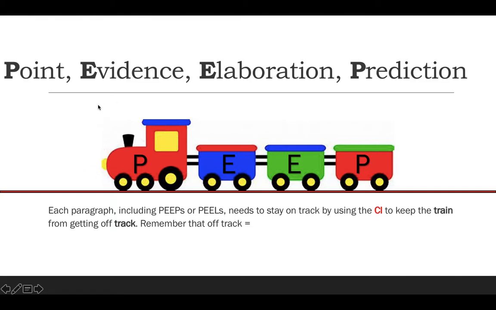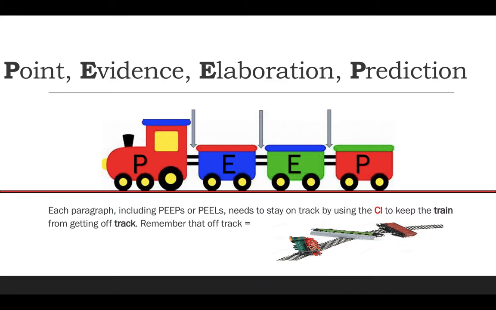So this train is point, evidence, elaboration, prediction. Each paragraph, including peeps or peels, needs to stay on track by using the CI to keep the train from getting off track. Remember, getting off track is not good. Okay? So notice that each car is connected to the engine. If I were to take this part off, these cars would stop where they are and this one would keep going ahead. We're going to look at that later, but just an idea there.